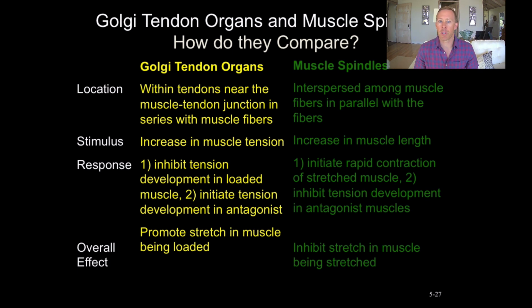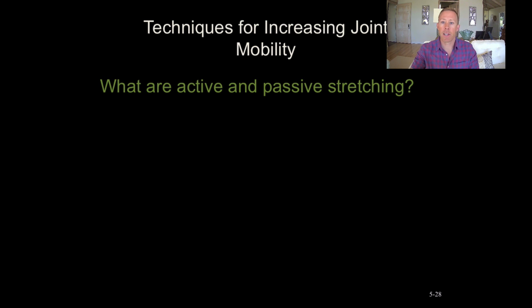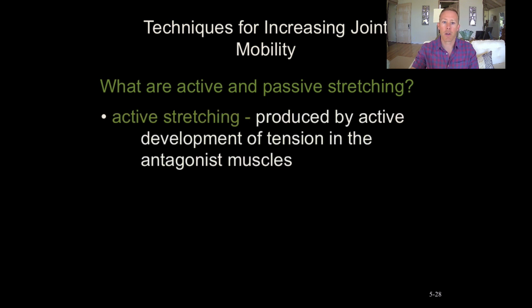Okay, so those are two sensory organs that affect our joints and joint mobility. They are really part of the muscle tendon system, part of that active subsystem. They influence joint mobility, so you want to know about those. Active and passive stretching are ways to increase joint mobility. There are different definitions out there, but for the purposes of this class, we're going to define active stretching as stretching you are creating by contracting your antagonistic muscle.